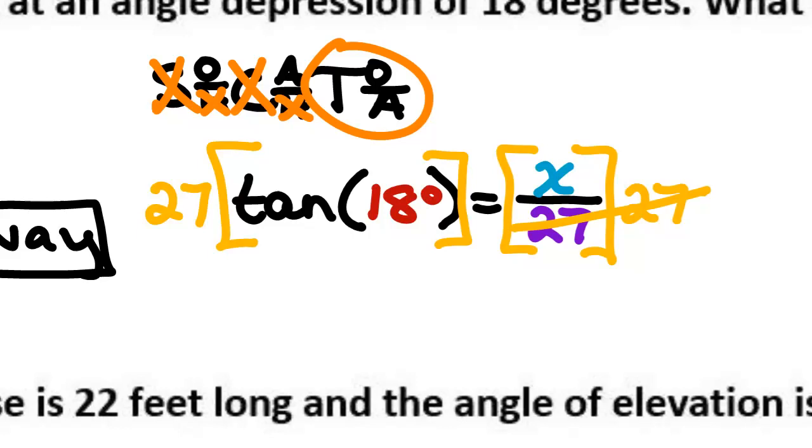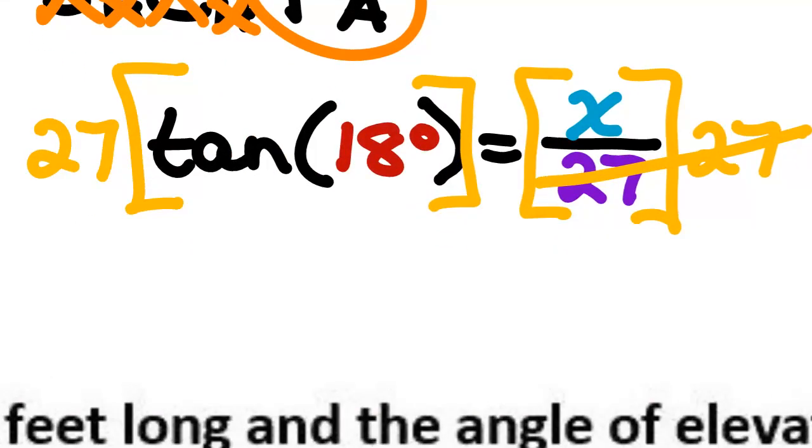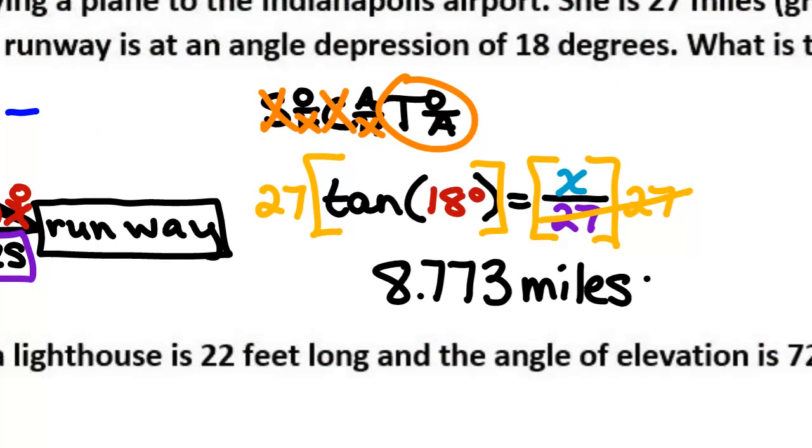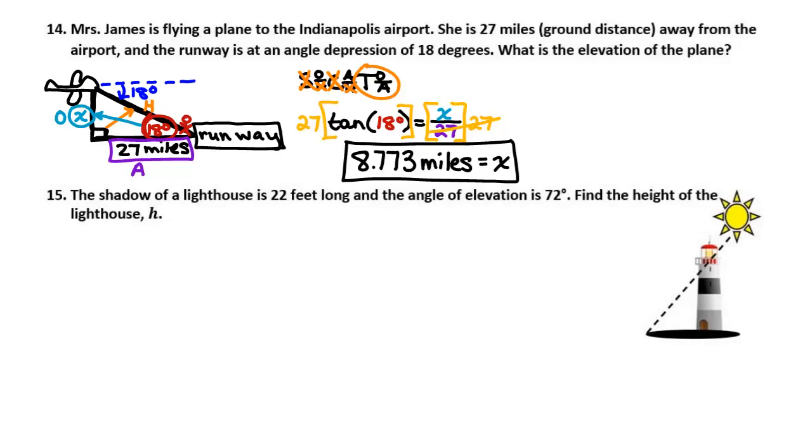When I do 27 times the tangent of 18 degrees, I get 8.773 when I round it to 3 decimal places, miles for the elevation for x. You could write this out in sentence form, says the plane is flying at an elevation of 8.773 miles, or as long as you have it labeled on the picture what you are finding, you could leave your answer as just solving for x. But I do need to see either on the picture or in words what it is that you are finding.